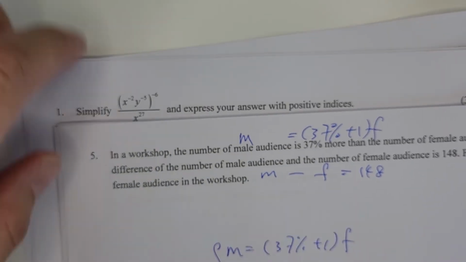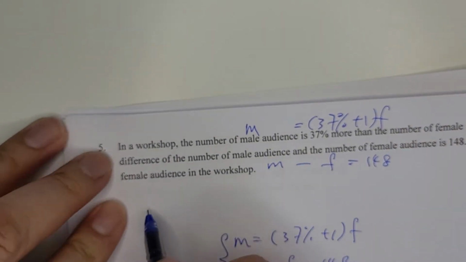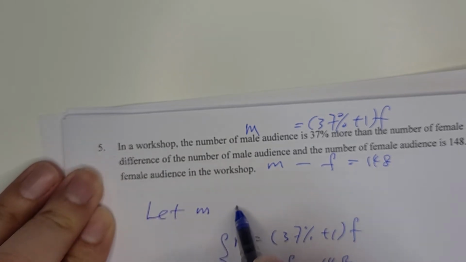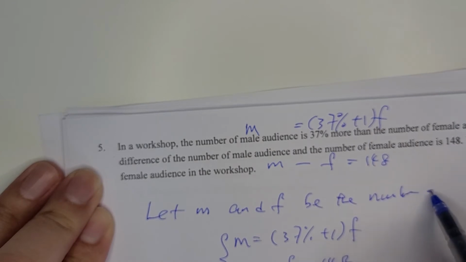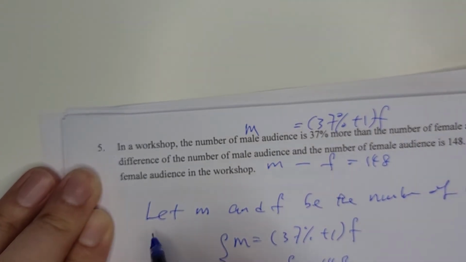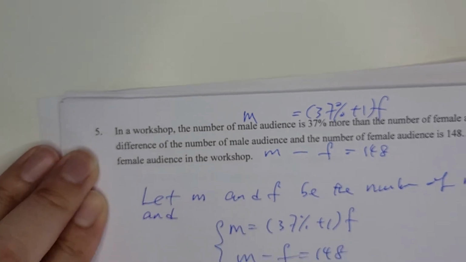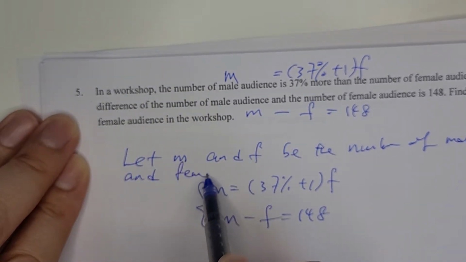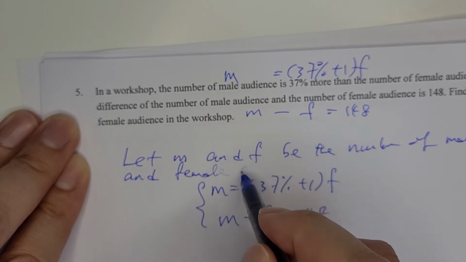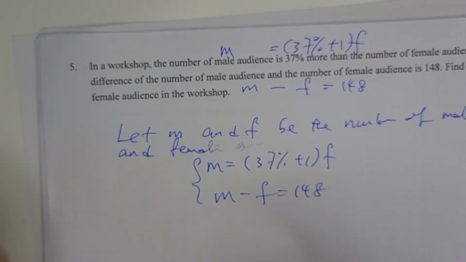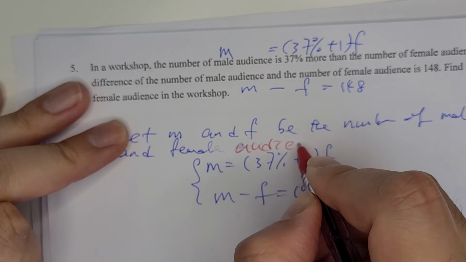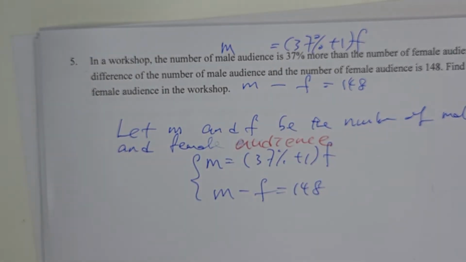So here you should let the unknowns, let M and F be the number of male and female audience. Okay, just a moment please. Okay, I use another spelling, A-U-D-I-E-N-C-E, audience. Then you need to solve these 2 equations with 2 unknowns.